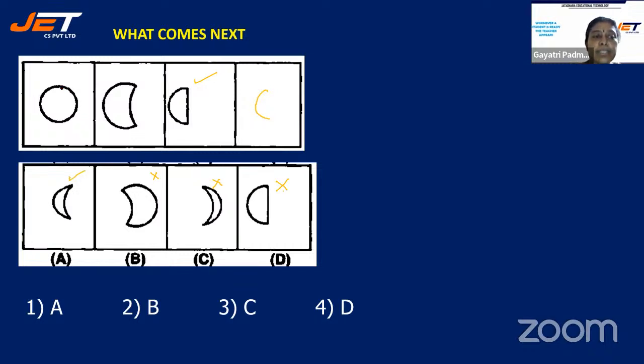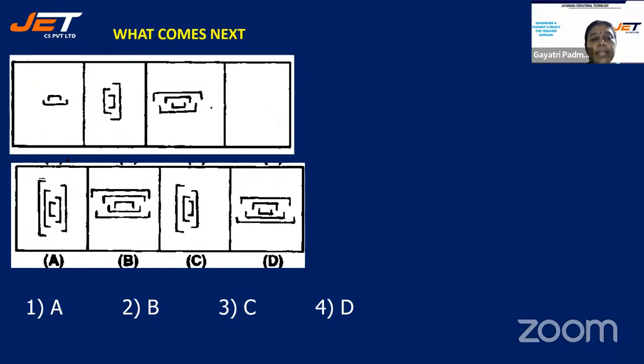Otherwise you can see the first figure is a full circle. The second one, from the full circle, a little is being cut. And in the next, a little more is being cut, which makes a semicircle. And the next one could be still more cut. So option A could be the right answer. Let's see whether option A is the right answer. Yes, option A is the correct answer. All right, now see the next question.